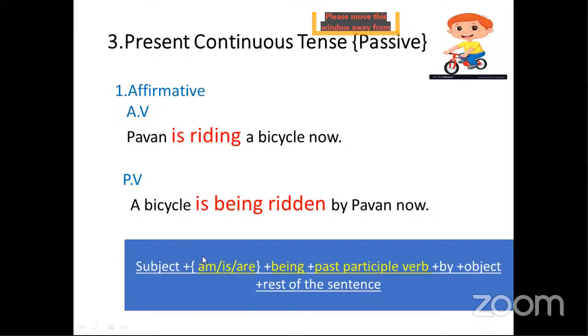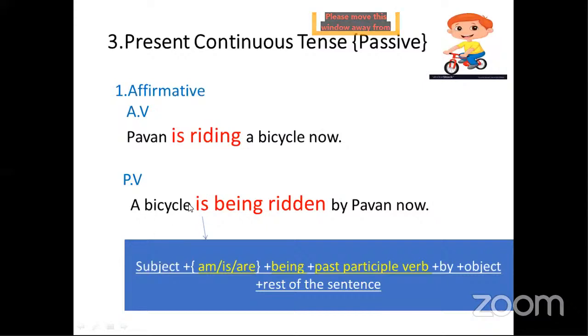So now we will check with the structure. Now you can even see the structure here. In the passive voice structure, first we have to get the subject, right? What is the subject here? The active voice object is going to become the subject of the passive voice. What is it? A bicycle, right? Now our subject is okay. You can compare it with the structure, right?